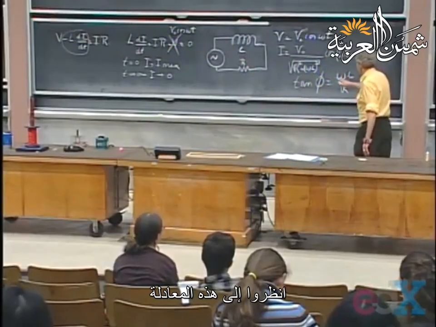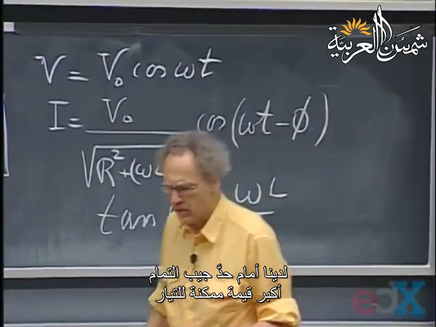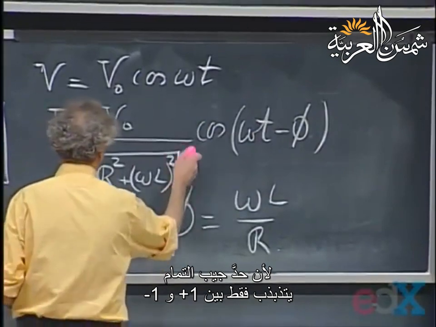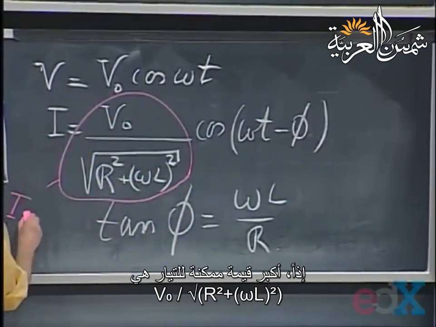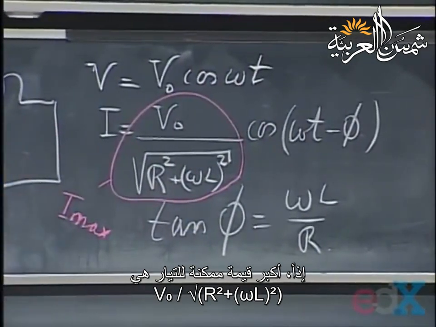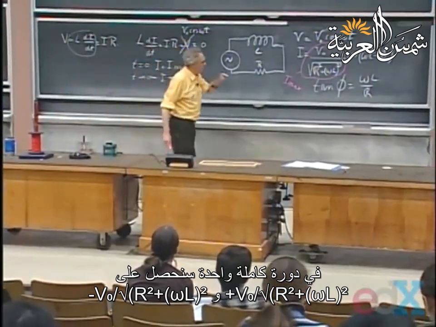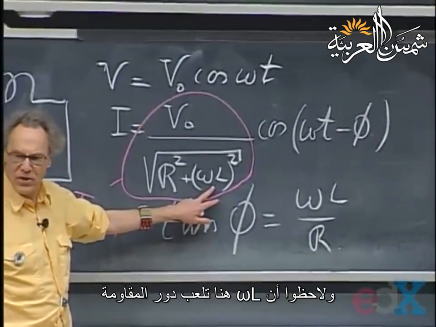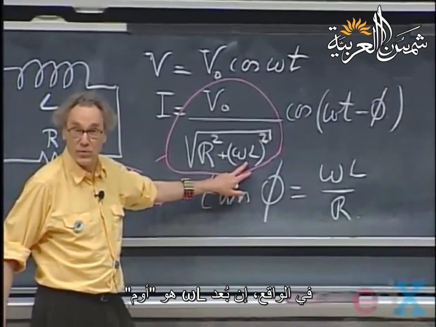If you look at this equation here, then what you have in front of the cosine term is obviously the maximum possible current, because the cosine term is just oscillating between +1 and -1, and so this here is the maximum current that you can ever get. In one full cycle, you get positive and you get negative that value. And notice here the role of omega L really plays the role of a resistance, and in fact, the dimension of omega L is ohms.